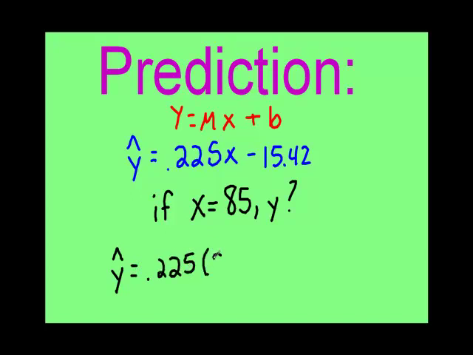0.225 times 85 minus 15.42. Your predicted amount of precipitation, approximately 3.71 inches.